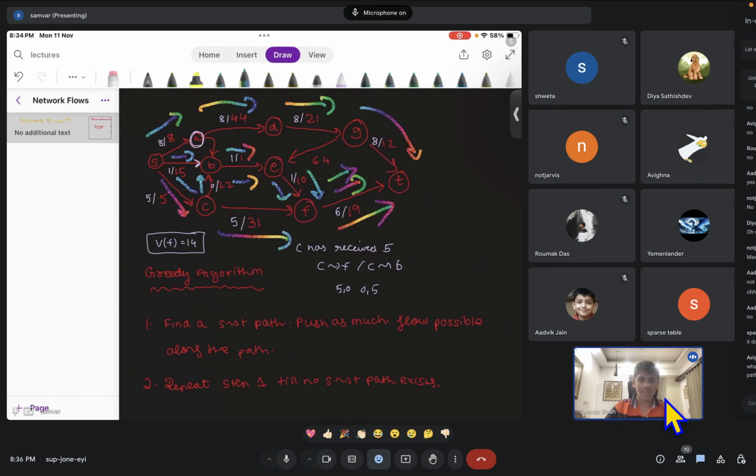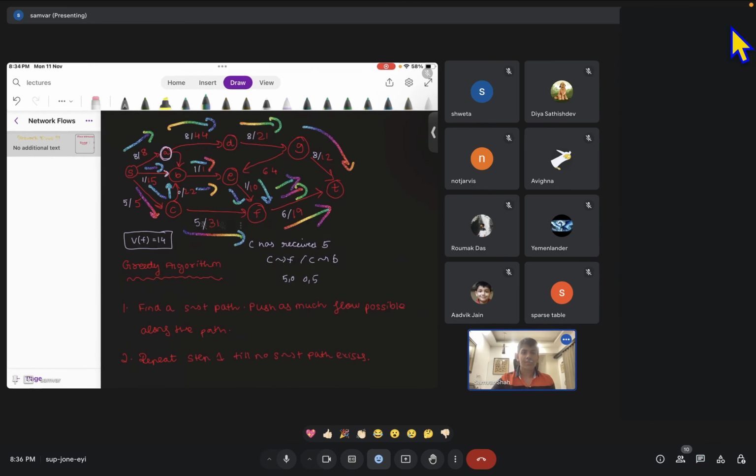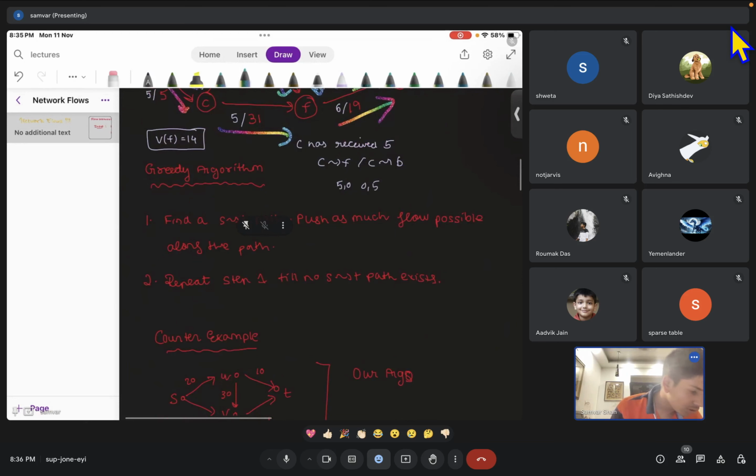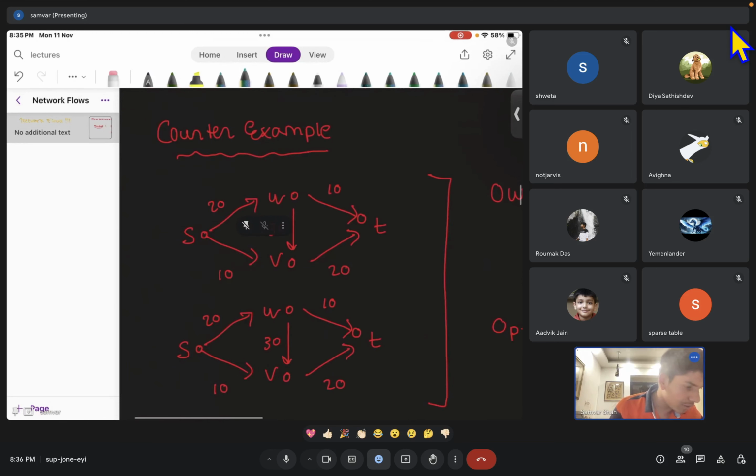What happens if you choose a suboptimal S-T path? Exactly. So, what we did was we chose it in the best possible way because the graph is small. But if you have a humongous graph, you cannot manually choose the best possible path. So, this is the counter example graph that I'm going to give.